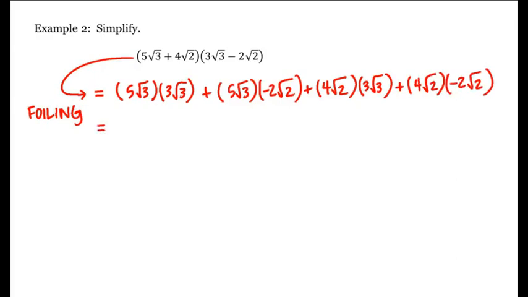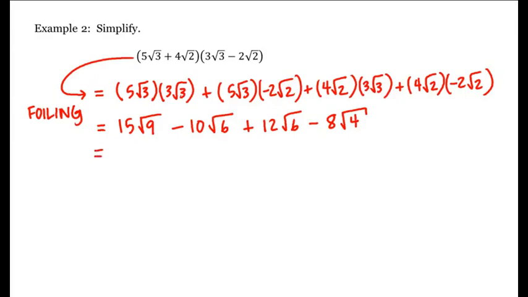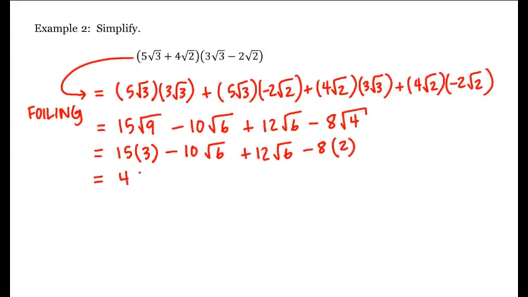which is equal to 5 times 3 is 15, and then times the square root of 3 times 3, or 9, minus 10 times the square root of 6, plus 12 times the square root of 6, and minus 8 times the square root of 4, which is equal to 15 times 3, since the square root of 9 is 3, and then minus 10 square root 6, plus 12 square root 6, minus 8 times the square root of 4, which is 2, which gives us 45 minus 10 square root of 6 plus 12 square root 6 minus 16.